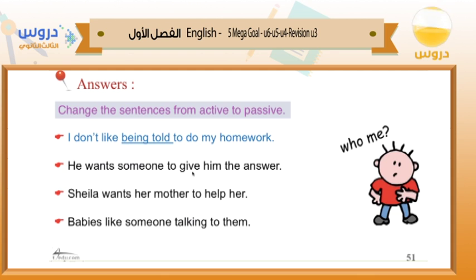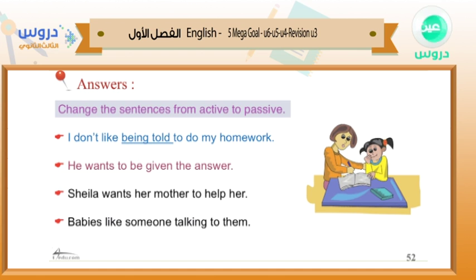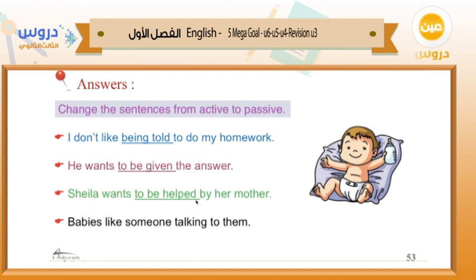To give here is the infinitive. So what is the form for the infinitive here? He wants to be given the answer. He wants to be given the answer. Number 3, Sheila wants her mother to help her. To help her. So, Sheila wants to be helped by her mother. The last one, babies like someone talking to them. Talking here means that I have to use the form for the gerund. Babies like being talked to. Being talked to.